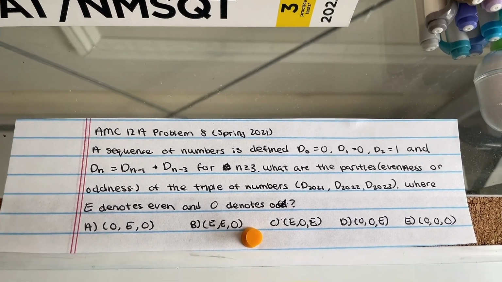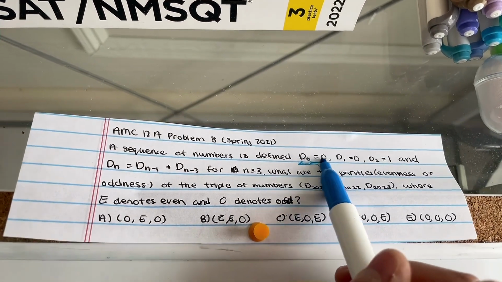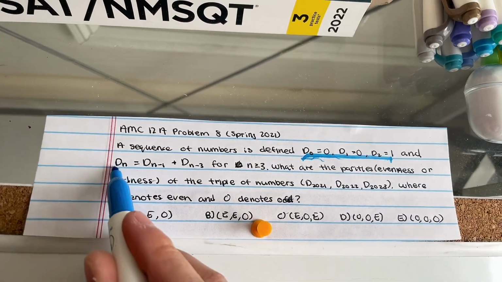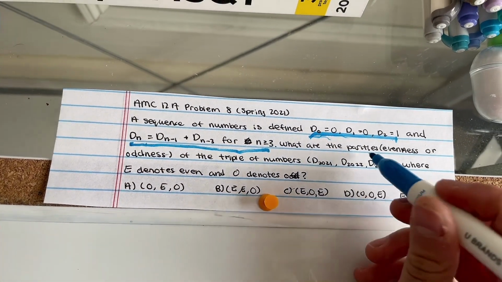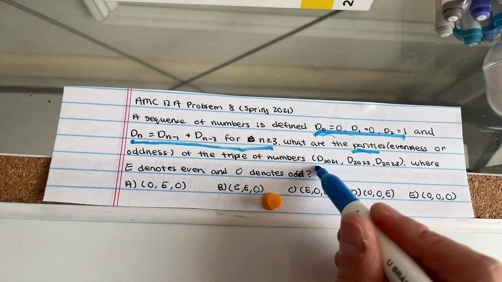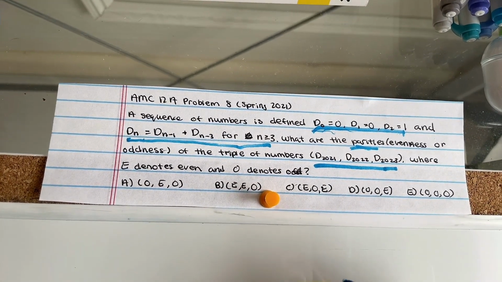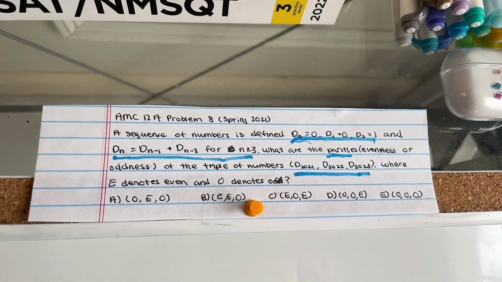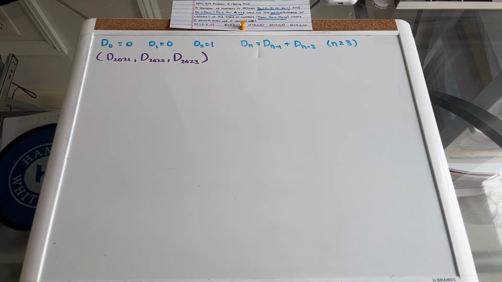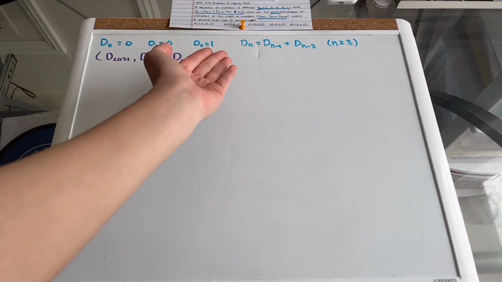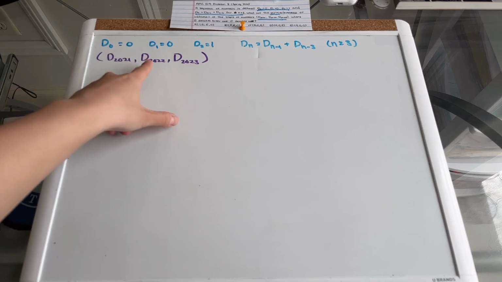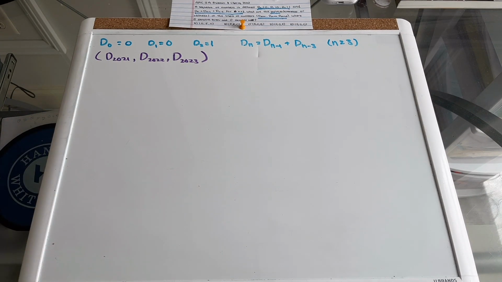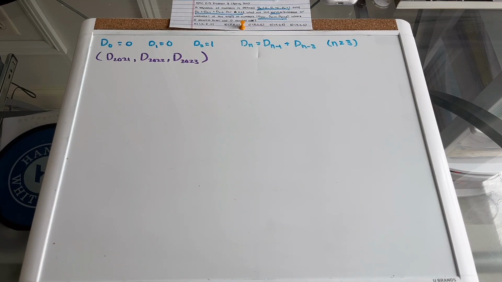So the key words here is that it gives you the sequence d0 to d2, and then it tells you the pattern for the rest of the numbers. And then it is asking you what is the evenness or oddness of these three numbers. And then here are your answer choices. When we are solving this problem, we can see that it gives you basically the pattern to get all of these numbers. The numbers are pretty big, 2021, 2022, and 2023. However, don't let these big numbers scare you, because we're going to find a pattern and then we can easily find this. So let's make a list first.